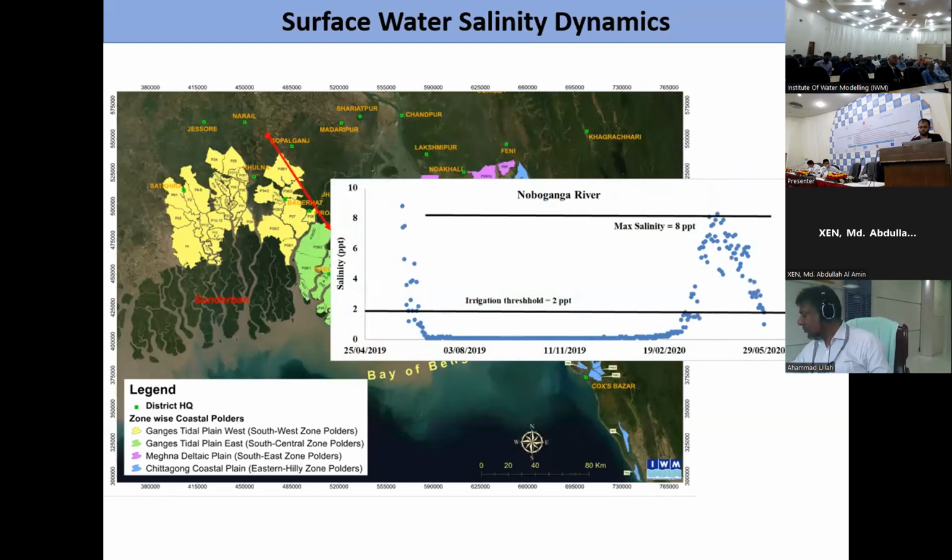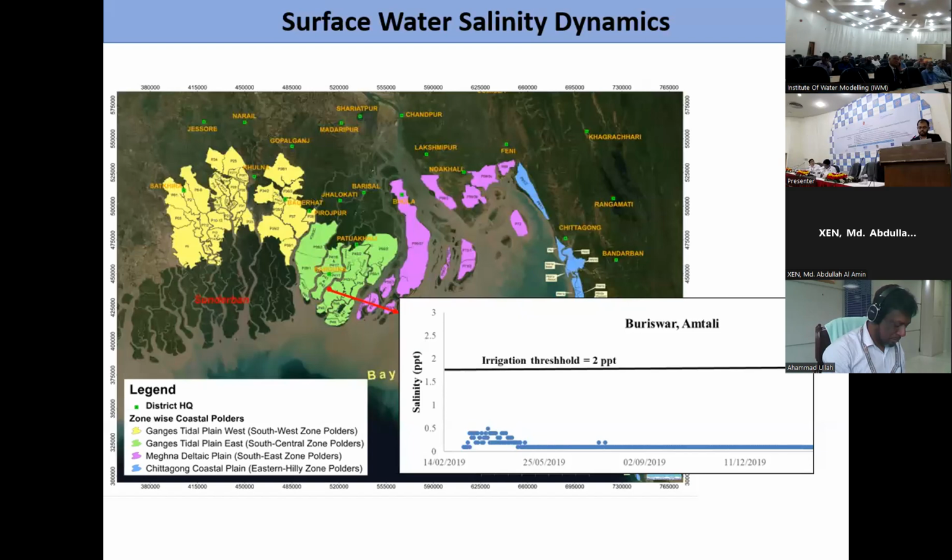Now we can see that the salinity rise builds up from February. It reaches the maximum value during April. From May and June, salinity begins to drop and reaches the lowest value during July and August.